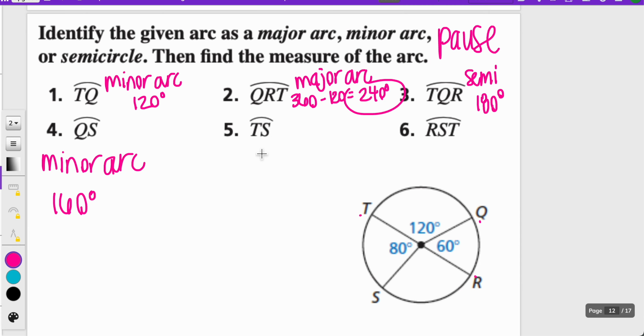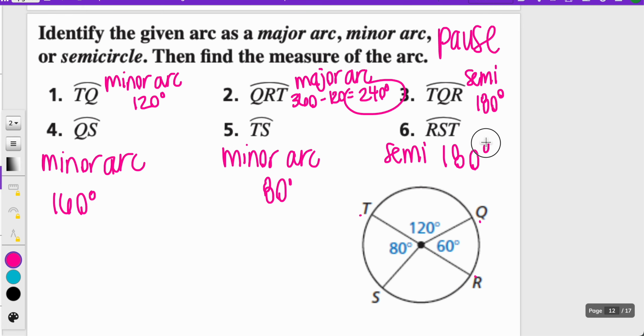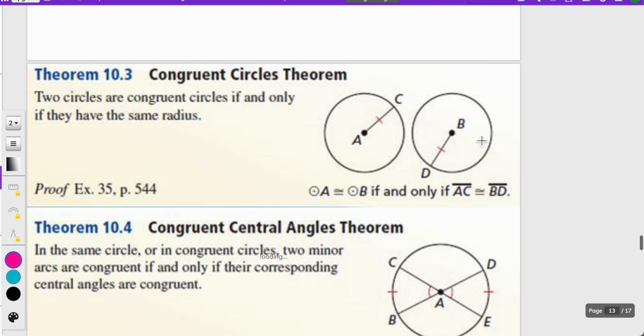TS, we've got minor arc as well. And that's 80 degrees. And then RST. RST is a semicircle. So that one is also 180 degrees. Okay. A little bit more and we're finishing up.